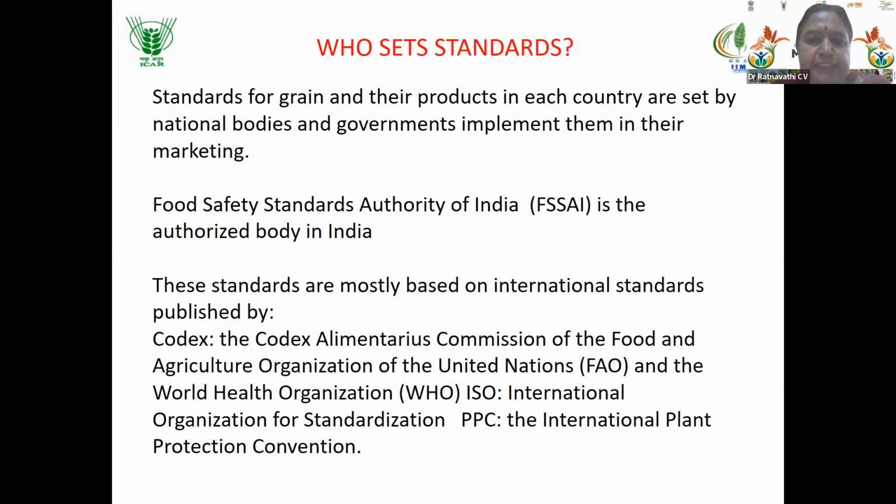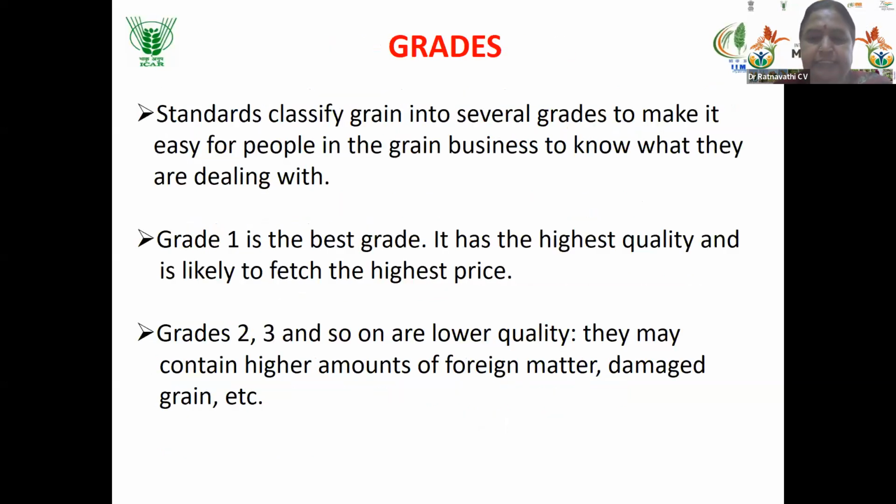So standards for grain and their products in each country are set by national bodies, and governments implement them in their marketing. Food Safety Standards Authority of India, as I told you earlier, FSSAI is the authorized body in India. These standards are mostly based on international standards published by Codex, the Codex Alimentarius Commission of the Food and Agricultural Organization, that is FAO, and World Health Organization, ISO, International Organization for Standardization, IPPC, International Plant Protection Convention. So based on the parameters and their ranges, the international standards of these organizations were taken into consideration, and the grades and standards were developed for each and every product. So coming to millets, we do not have specific standards for the millets.